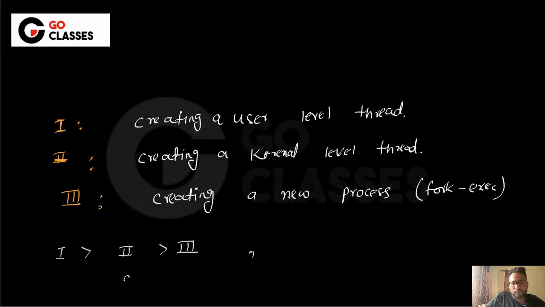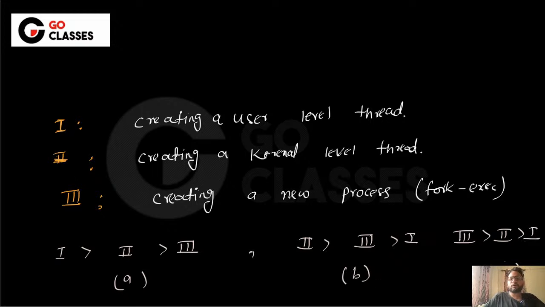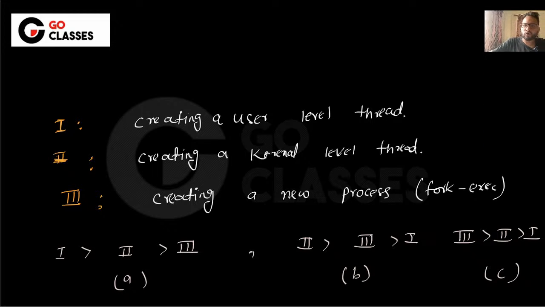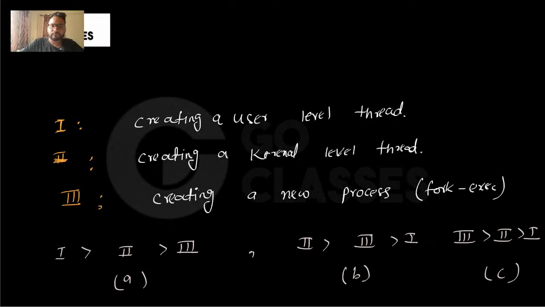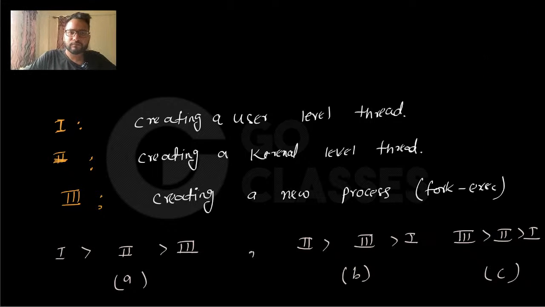Or maybe, let's suppose this is A, maybe the second one is greater, then third, and then one. This is B. Maybe the third one is greatest, then second one, then first one. This is C. Which one is the answer? A, B, or C? Can anyone tell me the answer? Let me know quickly. What should be the correct answer? I think the answer is C, right?